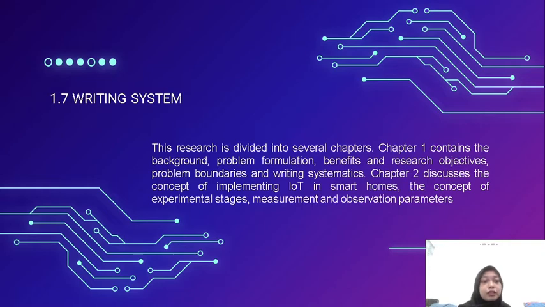Subchapter Writing System. This research is divided into several chapters. Chapter 1 contains the background, problem formulation, benefit, research objective, problem boundaries, and writing system. Chapter 2 discusses the concept of implementation of IoT in smart home. Chapter 3 covers the experimental stages, measurement, and observation parameters.